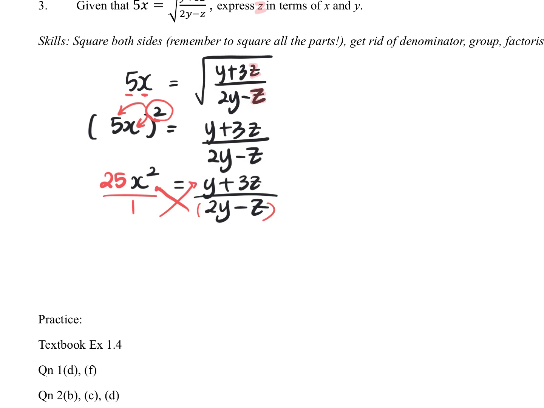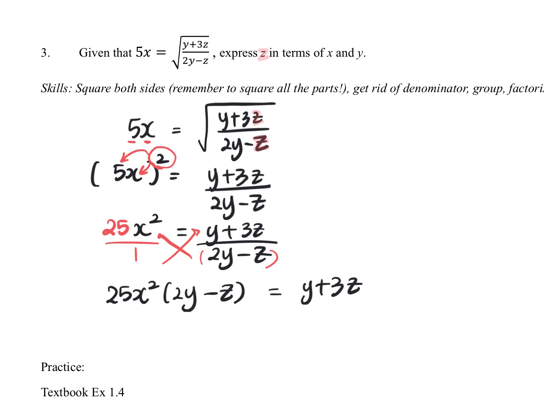Okay, so if that's the case, then we should be able to get 25x squared times 2y minus z, and this part equals y plus 3z. Okay with this step so far? Okay, next, remember the objective that they want z in terms of the rest.